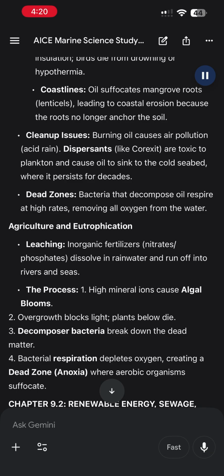Agriculture and eutrophication. Leaching. Inorganic fertilizers, nitrates/phosphates, dissolve in rainwater and run off into rivers and seas. The process. 1. High mineral ions cause algal blooms. 2. Overgrowth blocks light. Plants below die. 3. Decomposer bacteria break down the dead matter. 4. Bacterial respiration depletes oxygen, creating a dead zone, anoxia, where aerobic organisms suffocate.